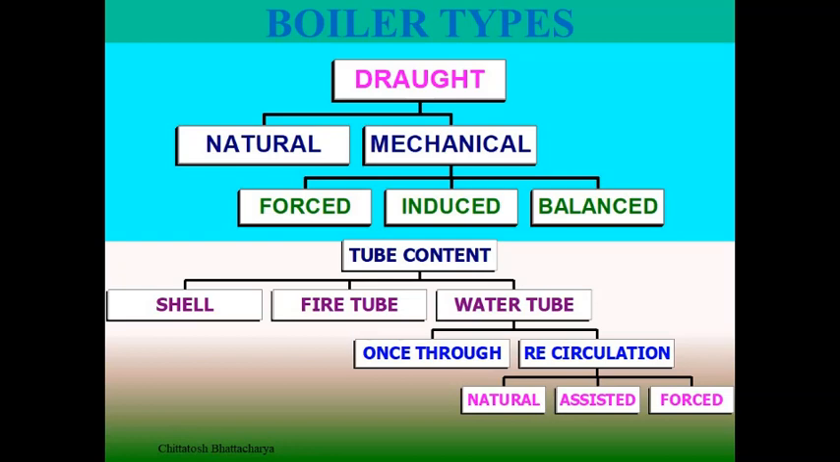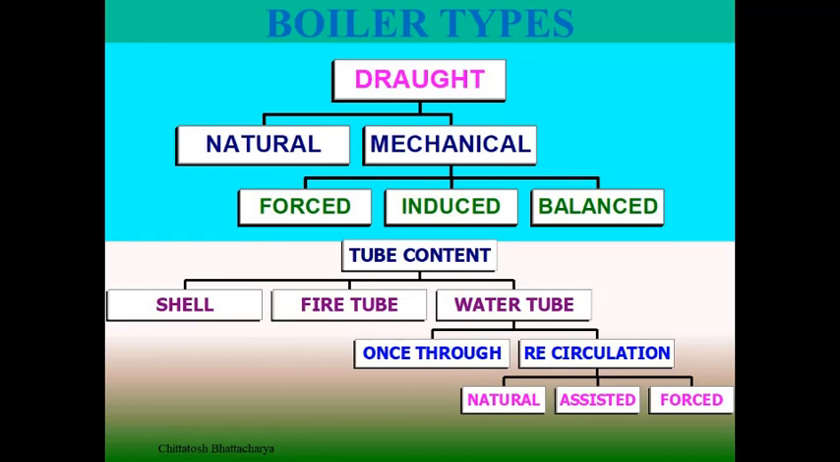According to tube layout arrangement, in the earlier stage of boilers we generally find the shell type of arrangement. We will discuss that separately. After that, the fire tube boilers were developed, and subsequently all the present boilers are water tube boilers, where water is flowing through the tubes.